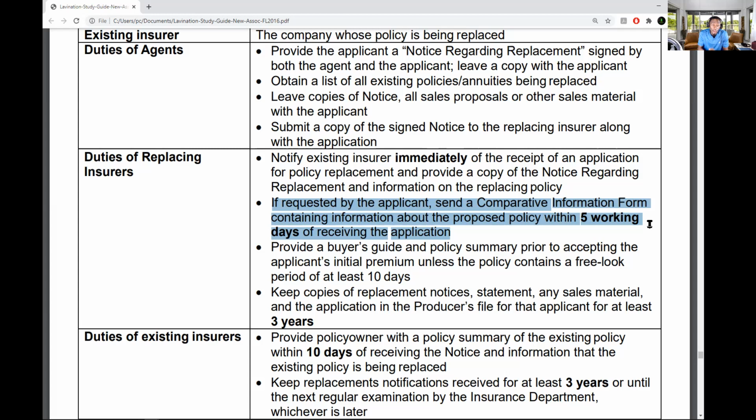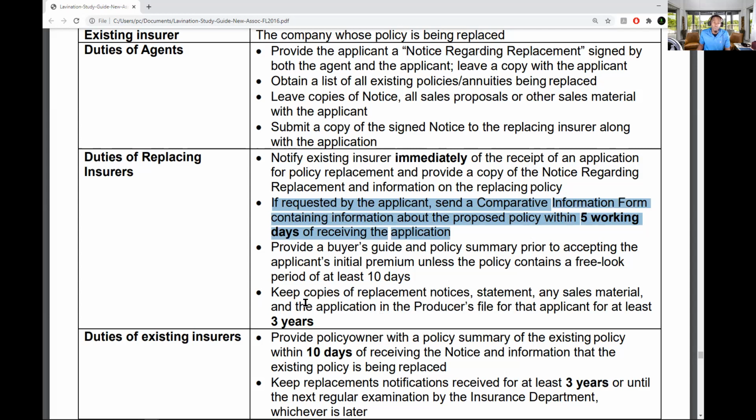Provide a buyer's guide and a policy summary prior to accepting the applicant's initial premium, unless the policy contains a free look period of at least 10 days. If there's a free look period of at least 10 days, you're good. But don't just walk around saying Ernest told me I can start selling insurance without a buyer's guide. No, you bring your buyer's guide with you. But if you don't have it in the field, you can deliver it with the policy, as long as there's a 10 day free look. They'll be okay. They have plenty of time to review that policy and they can return it for a full refund. Make sure you know that.